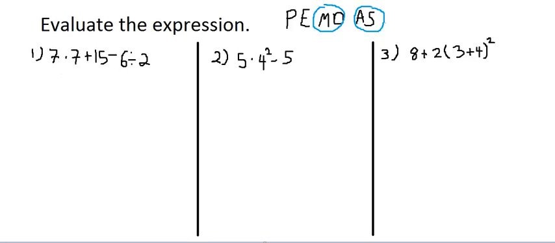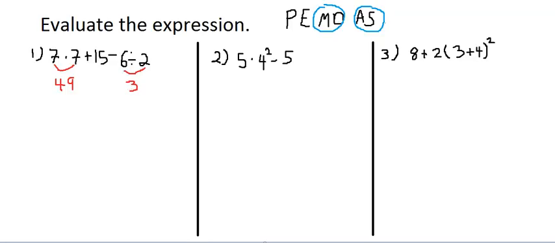So let's go ahead and get started here. Our first problem, we want to look here. Do we have parentheses? No. Exponents? Again, no. But we do have both multiplication and division, so we're going to do those at the same time. I like to draw these little combining arrows just to show what I'm combining and help me keep myself on track. So 7 times 7 is going to give us 49. 6 divided by 2 is going to give us 3.